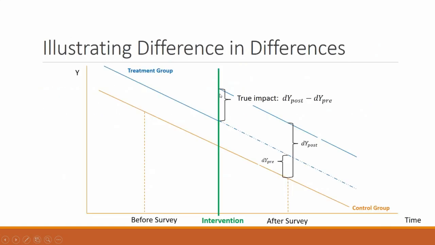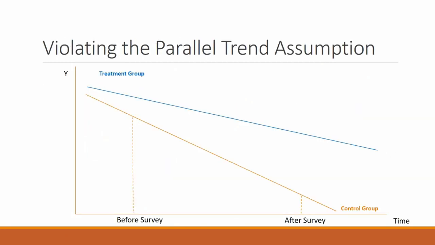Now, just to be clear, as we looked at before, the treatment group and the control group have the same trend over time. They're changing the same way. They have the same slope. What would it look like if they had different slopes? What if they had different time trends? What if their trends were not parallel? All right, so let's see what that would look like.